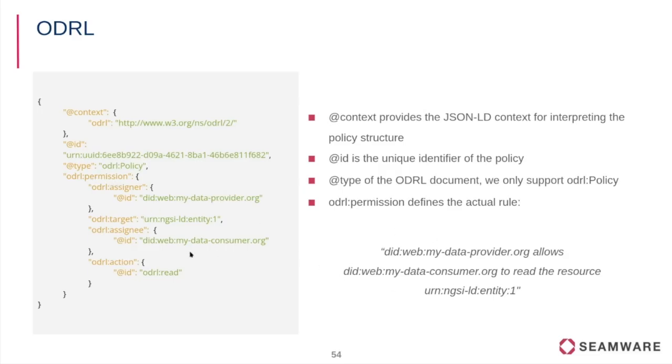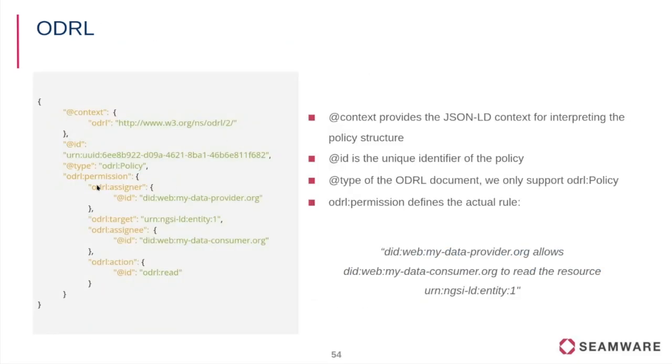This rule here, for example, means DID MyDataProvider.org allows this data consumer to read the resource NGSILD entity 1. That's encoded in this permission, and that's something we can enforce then through the PAP, through the PEP, in order to give a little more information on how this is translated.